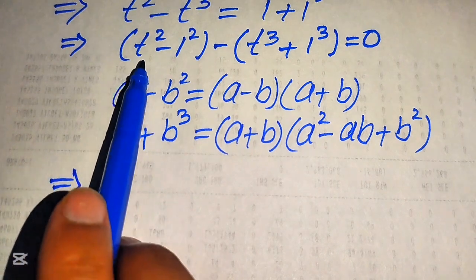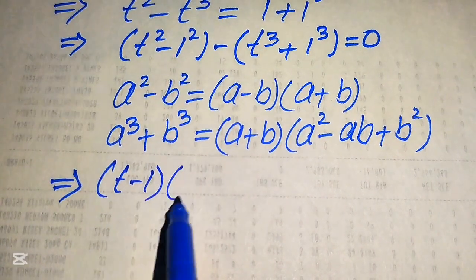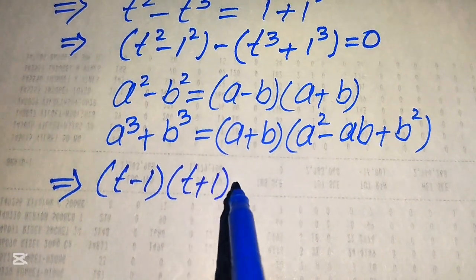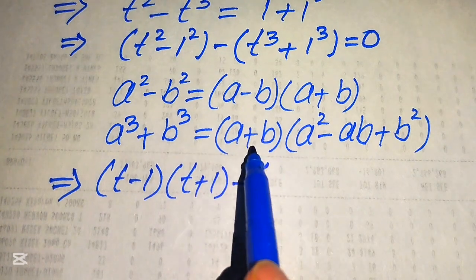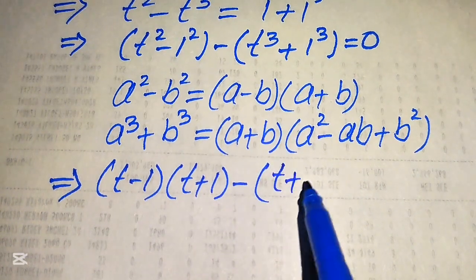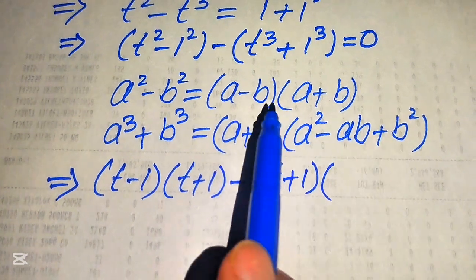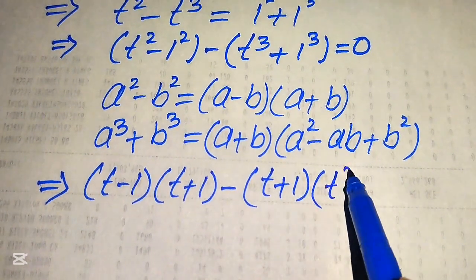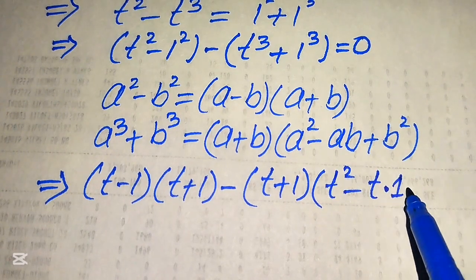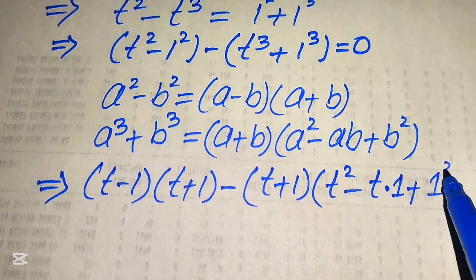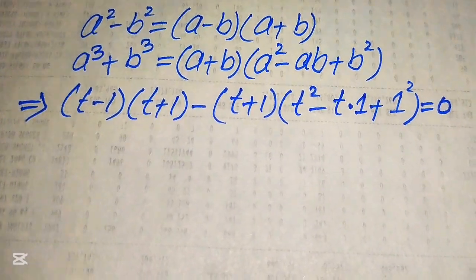So our above equation implies that first we apply this formula and we write t square minus 1 square as t minus 1 times t plus 1, and from here we can apply this cubic formula, and it will be written as, first you have a plus b, so t plus 1 times a square minus ab plus b square. So here our a becomes t square, minus ab, so again a is t and b is 1, plus b square, so b is 1 square, and this whole equation is equal to 0.